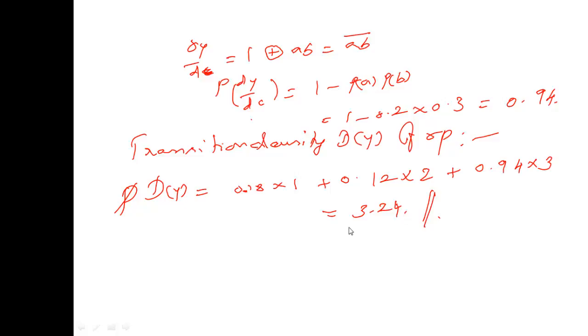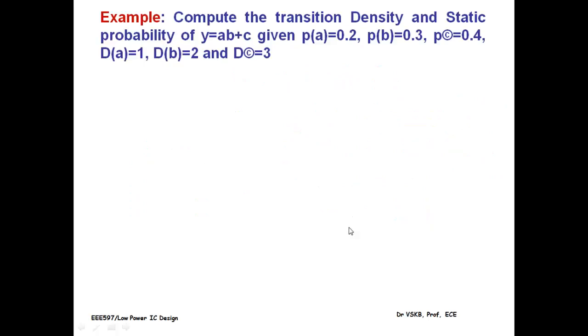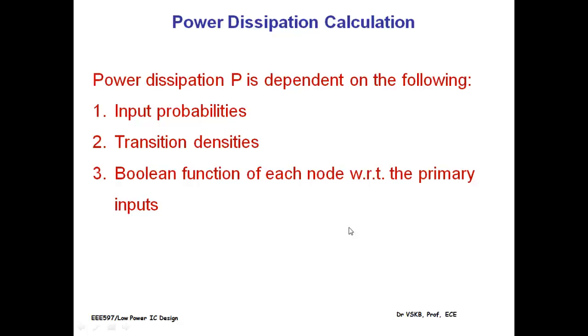Now we have found out at the output what is my transition density, and with this transition density how the power would now be estimated. That is we are reaching our final point. We know the power dissipation is dependent on the input probabilities and the transition densities and the Boolean function of each node with respect to the primary inputs.